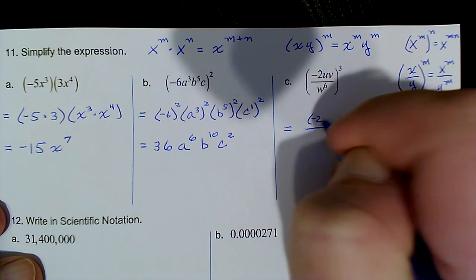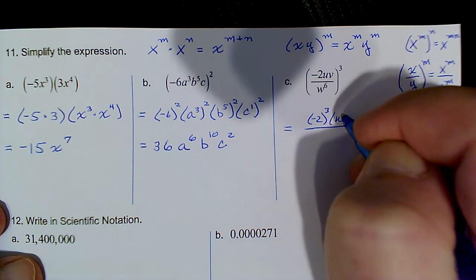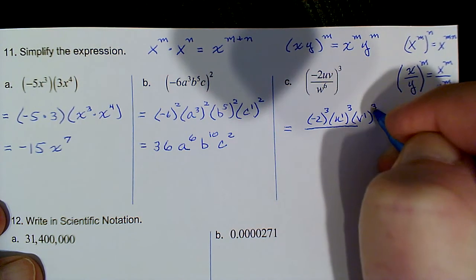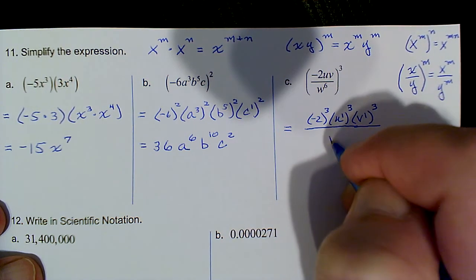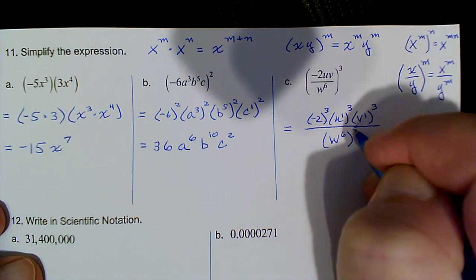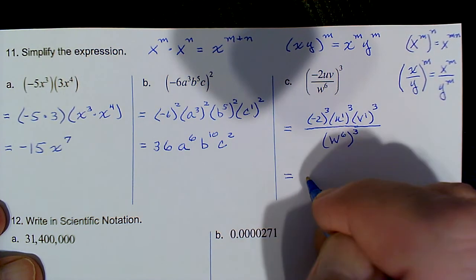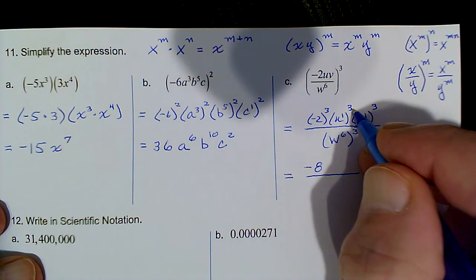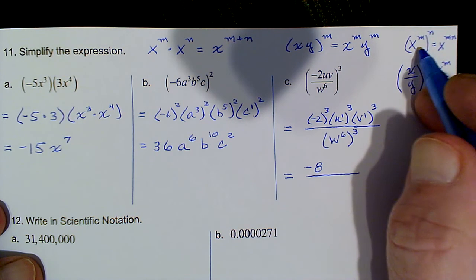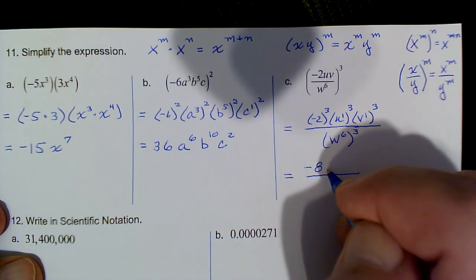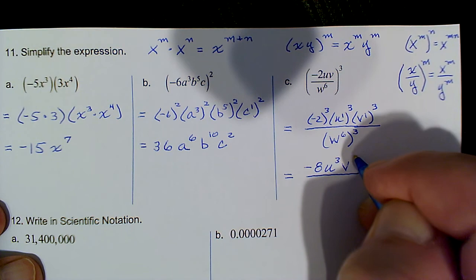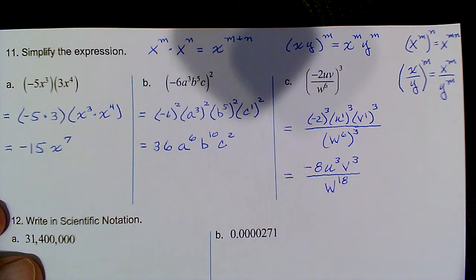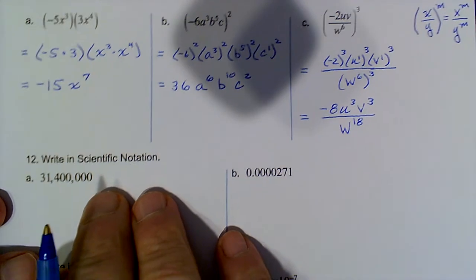you'd have -2 that gets cubed. This is u to the 1st, if you want to slide the 1 in there, gets cubed. Similarly, v to the 1st gets cubed, and the w to the 6th gets cubed. And then evaluating each of those, -2 cubed is -8. u to the 1st cubed, we're raising a power to a power, so keep the base and multiply the exponents, so that's u to the 3rd. Similarly, v to the 3rd, and w to the 18th. So there's some laws of exponents.